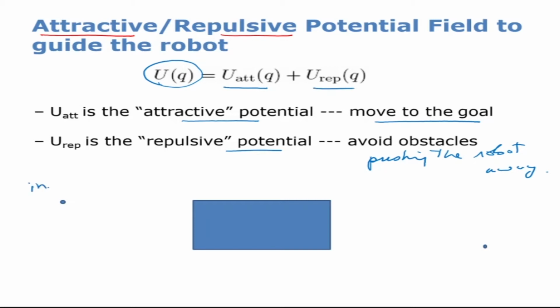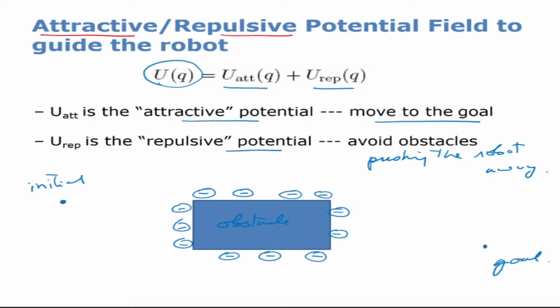Let's see, this is my initial point of the robot. This is my goal point. These are the 2 points, initial point and goal point. This is my obstacle. Now let me assign charges to this. Let me assign negative charges. These are all negative charges I'm assigning to my obstacle. The robot has to be repelled by the obstacle, so to the robot I'm also assigning a negative charge. But the robot has to be attracted towards the goal, so I have to assign a positive charge there.